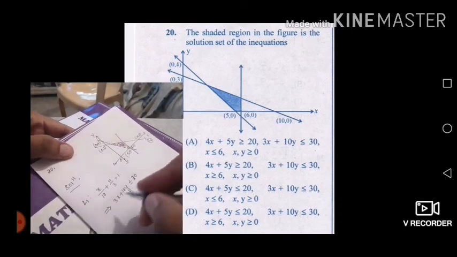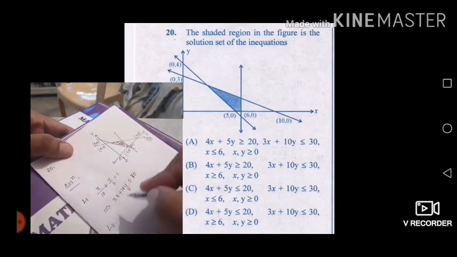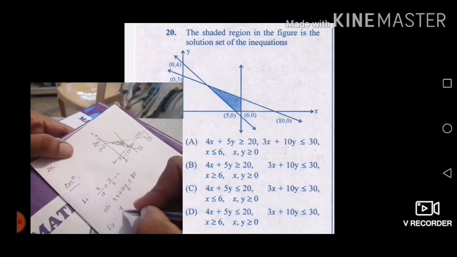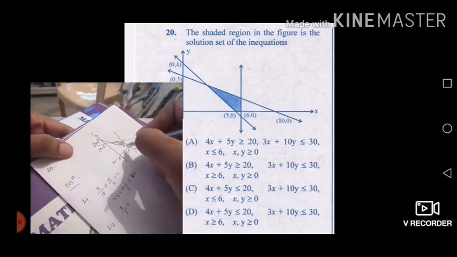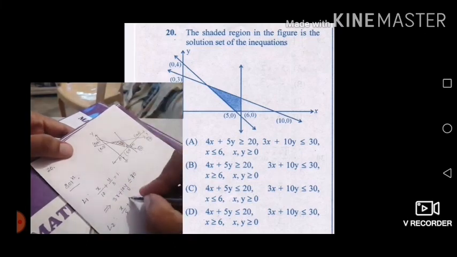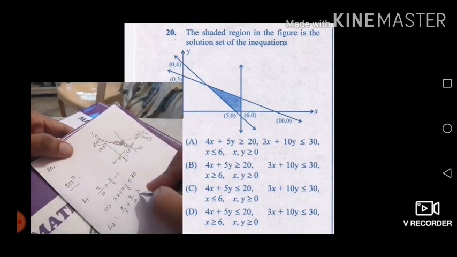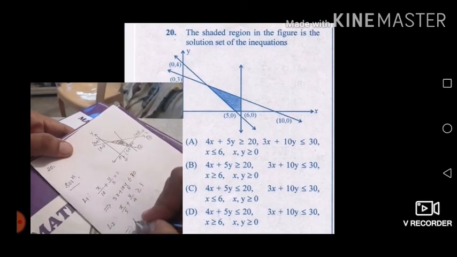Similarly, we'll go for line 2. Line 2 is this one. And here x coordinate is 5, x by 5, and your y coordinate is 4 here, y by 4. And look at here, solution is going upwards, which means above the line. Above the line means it is always greater than or equal to 1. Keep it in mind. Solving this, 4x plus 5y greater than or equal to 5 4s are 20.